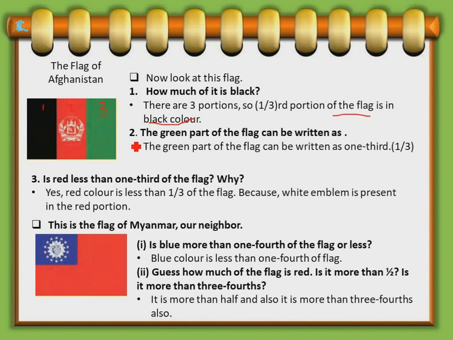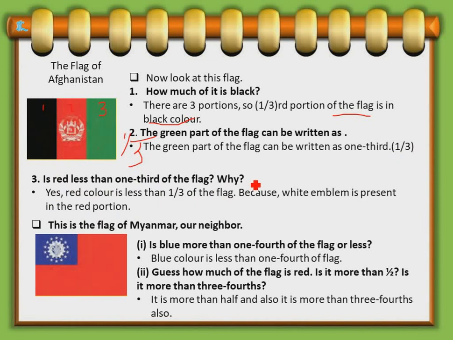Now next, the green part of the flag can be written as, how can we write this green part of the flag? So how many parts are there? Green part is 1 by total how many portions? 1, 2, 3. So how can we write it? 1 by 3.